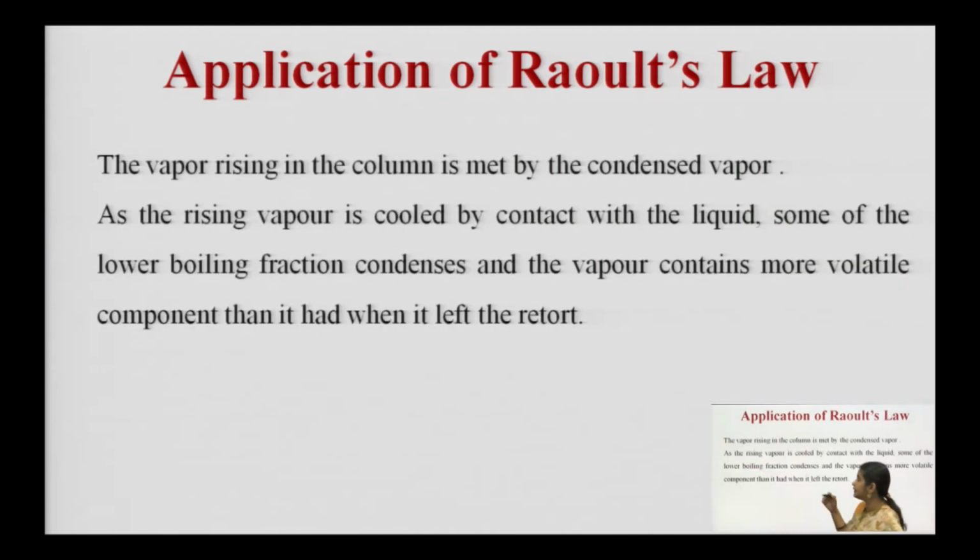And when the vapor rises in the column and meets the condensed vapor, as the rising vapor is cooled when it comes in contact with the liquids, some of the lower boiling fraction condenses, but still the vapor contains more of the volatile component than it had when it left the retort. And the liquid falling down will have a higher concentration of the non-volatile component, which is denoted by A here.